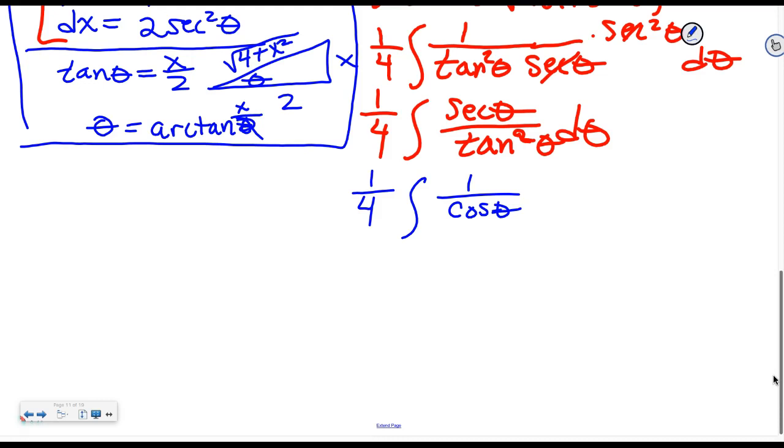Sine squared over cosine squared on the bottom. So let's multiply by a reciprocal. Let's go cosine squared over sine squared. Again, if this doesn't work, I'm going to cross off everything in blue, and I'll have to try something else. That's why we don't do our math in pen.